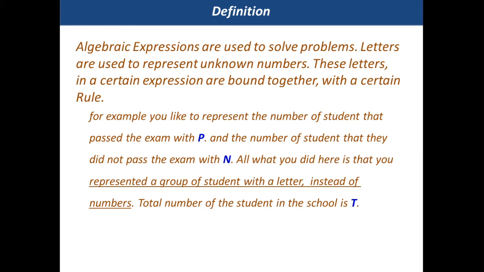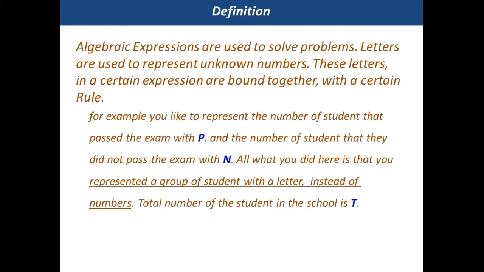But if I use numbers, it's not fixed, because each year the passed students may be more or less than the not passed students, correct? They are changing. Numbers are changing. So I want to find a formula which is fixed, that can go for all the years. That's why I replace the numbers with letters, so that it can be just like a law or a rule that binds these letters together, and it can work for all the years.